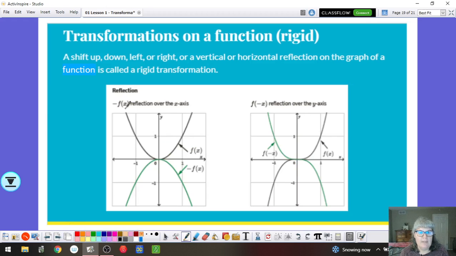And then when we have the negative, we reflect over the x-axis. It doesn't matter what the graph looks like. So here we have a curve. This is actually a curve for a cubic, one that's to the third power. And the green is the reflection. So we just reflect over the x-axis.